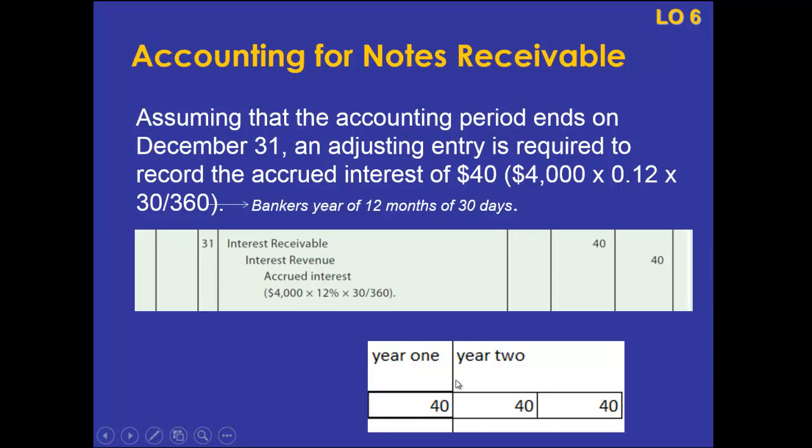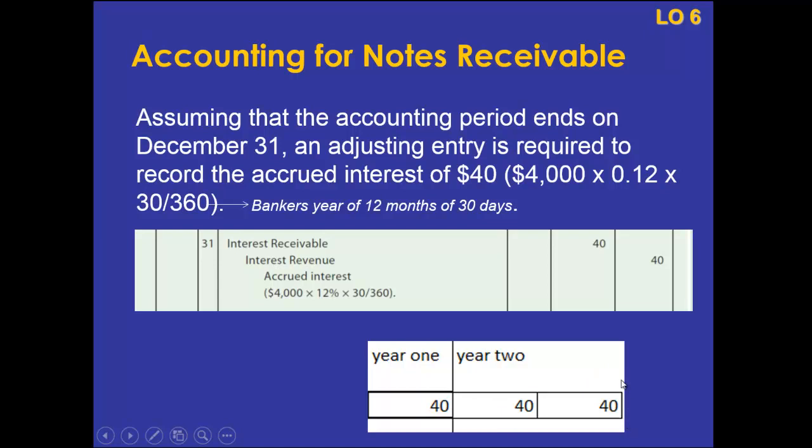So in year 1, right here, we earned 30 over 360, so that's 1/12, times 12% was the interest rate, times $4,000. So out of the 90 days, 1/3 or 30 of the 90 is going to be earned in year 1. We're not going to receive payment until way over here at the end of this month in year 2. So this is December, January, February. So at the end of February, we're going to receive payment.